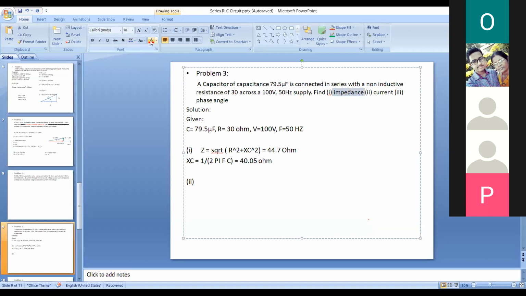So impedance is done. Let's calculate the current now. How will you find the current? Ohm's law: I is equal to V by Z. V is 100 divided by Z, 44.7, which is 2.23 amperes. Excellent. And the phase angle.